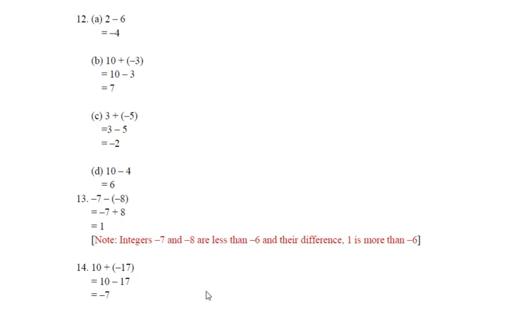Now in question number 14, write a positive and a negative integer whose sum is 7, sorry, minus 7. So it's very simple. 10 plus minus 17. The answer will be minus 7. Or simply you could do plus 3 minus 10. Again the answer will be minus 7. So in case of question number 14 also, you are free to use any number.